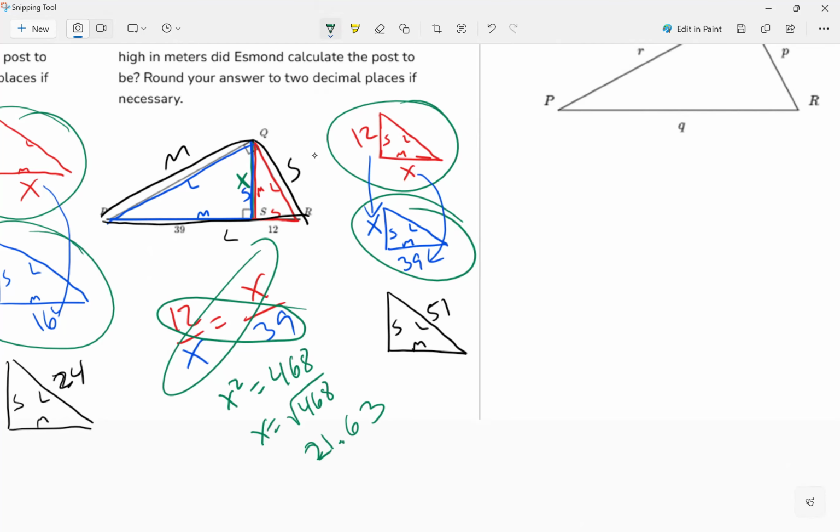Oh, not bad. Now, some of you guys might be thinking, why do I need to know the black triangle? I never use it. Well, sometimes we might. Let's flip the page.